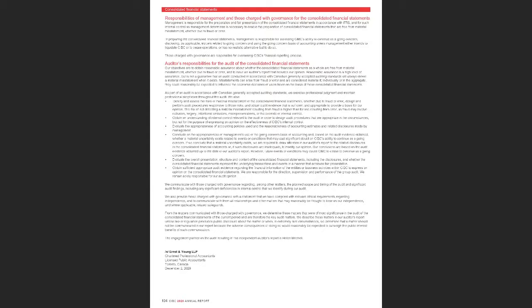So when we look at this heading, what does it say? It says management is responsible for the preparation and fair presentation of the consolidated financial statements in accordance with IFRS, and for such internal control as management determines is necessary to enable the preparation of financial statements that are free from material misstatement, whether due to fraud or error. In preparing the consolidated financial statements, management is responsible for assessing CIBC's ability to continue as a going concern, disclosing, as applicable, matters related to going concern, and using the going concern basis of accounting, unless management either intends to liquidate CIBC or cease operations or has no realistic alternative but to do so. Those charged with governance are responsible for overseeing CIBC's financial reporting process.